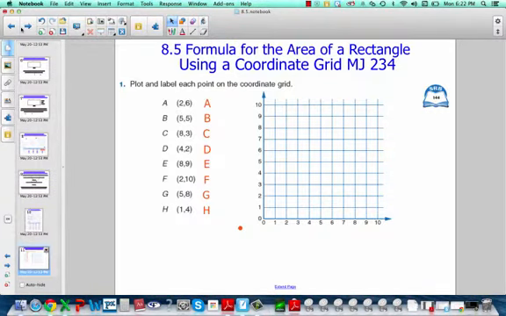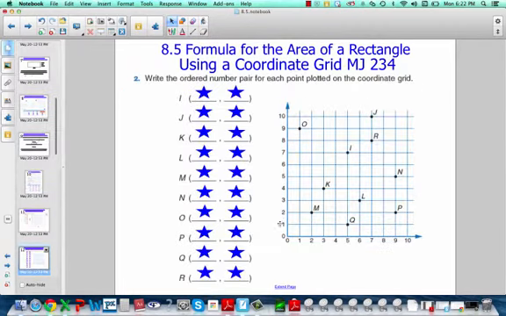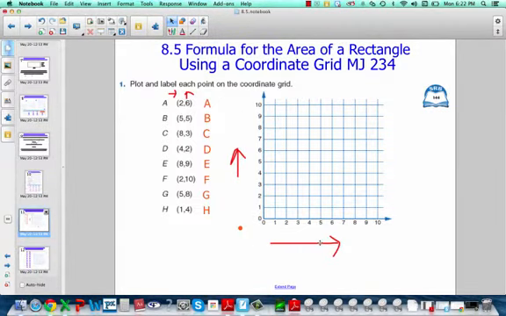And finally, you'll go to the next page, page 234, to work on coordinate grids. Remember that you always go over first and then up for everything. Over and then up. So A would be 2 over and 6 up, putting it right about here, because I went over first with the first number and then up.